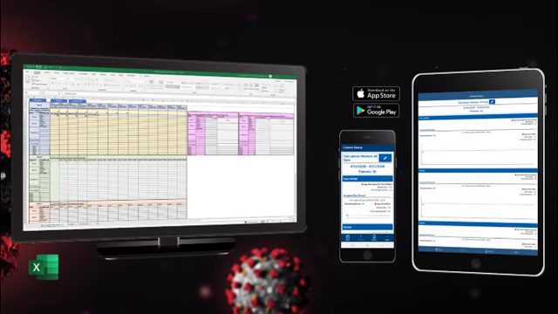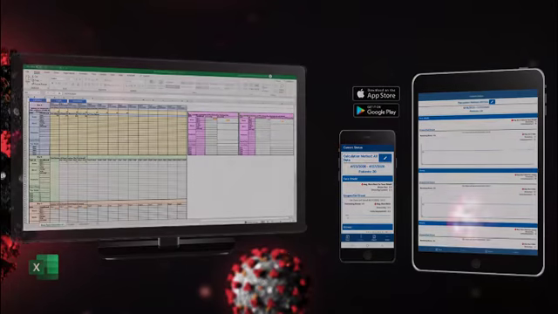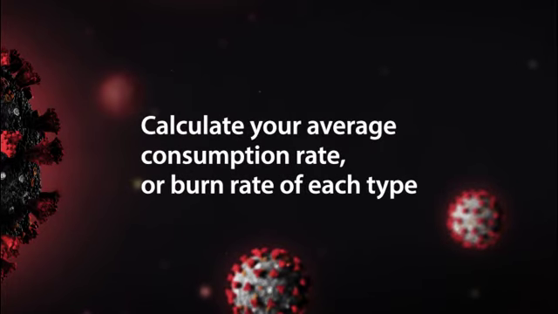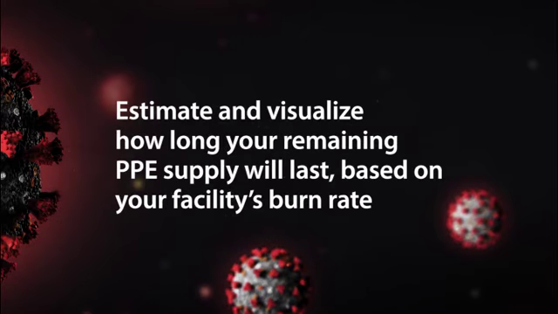This includes healthcare systems such as hospitals and long-term care facilities, as well as quarantine stations, correctional facilities, fire departments, and more. With the NIOSH PPE Tracker App, you can track the amount of different types of PPE you have in stock each day, calculate your average consumption rate or burn rate of each type, and estimate and visualize how long your remaining PPE supply will last based on your facility's burn rate.